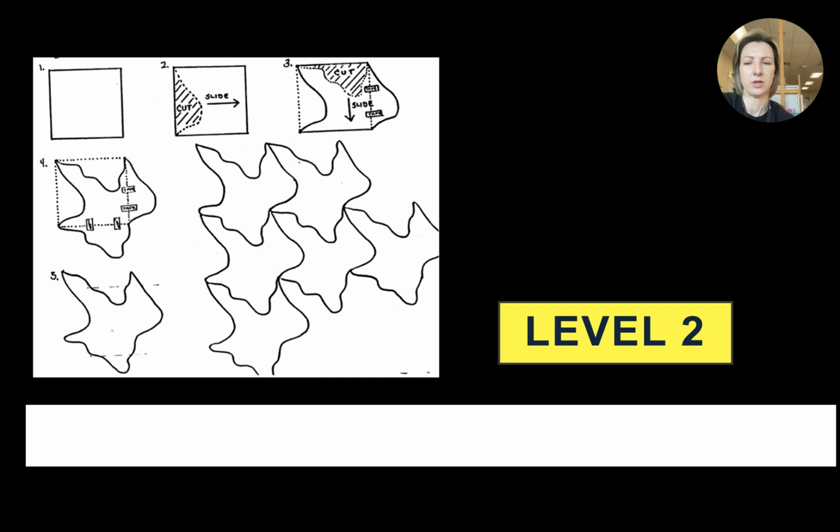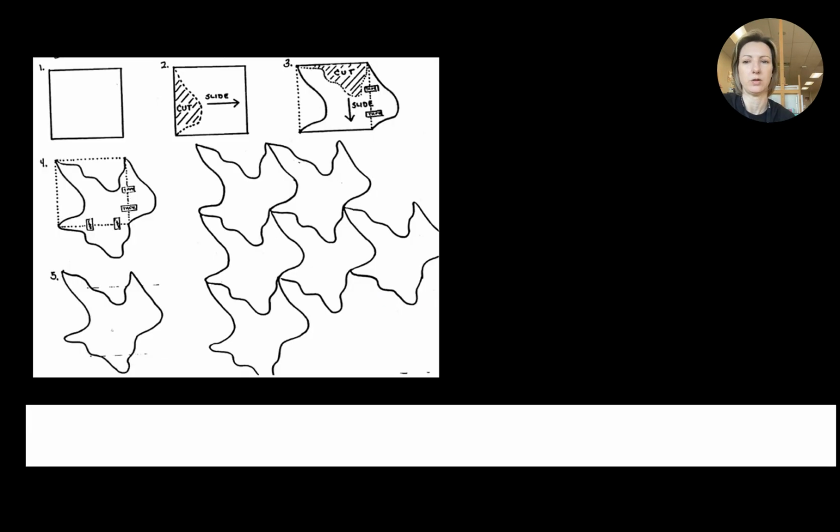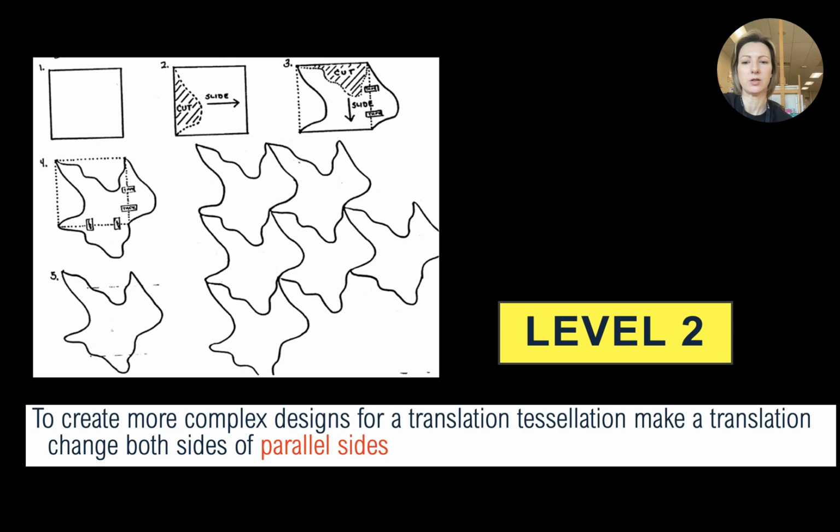So this is also a translation tessellation. This is a little bit more level 2. So not only are you going to take one side, cut, and paste it over, you're also going to do that with an opposite side. So it creates a more interesting type of tessellation. If you do level 1, you're going to have sides that are just completely straight. But again, that's up to you and what you want to do. So this is creating a more complex design, and it makes a change to both sides. So those sides should be parallel.